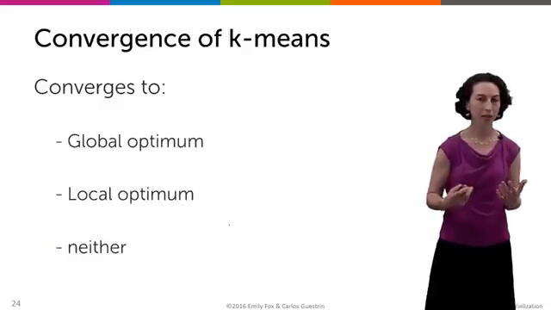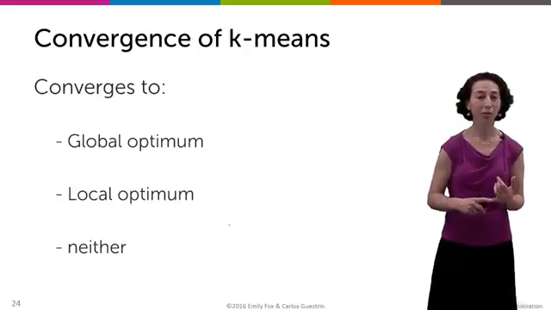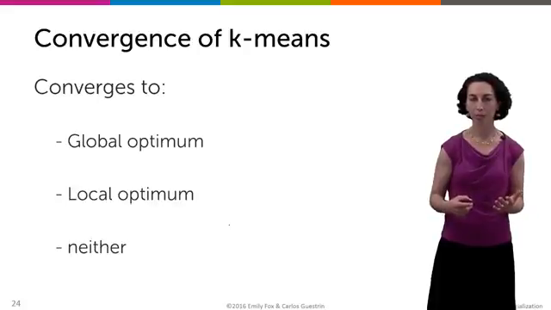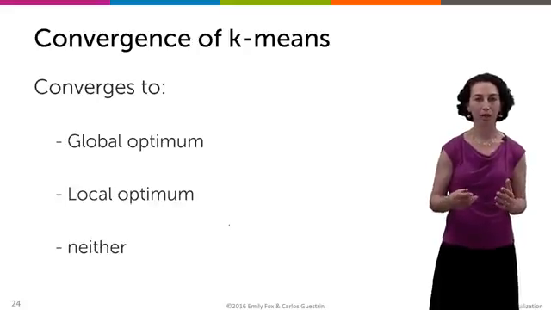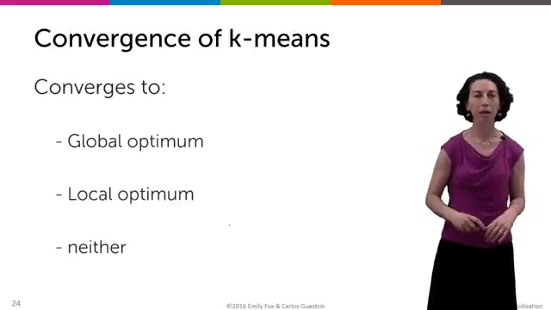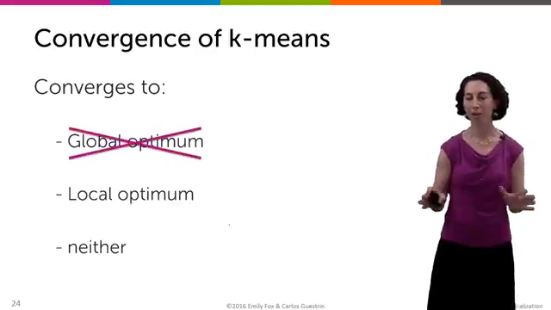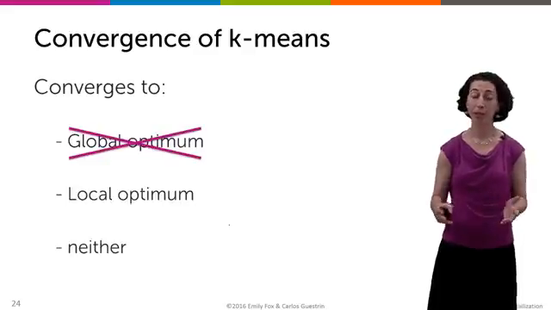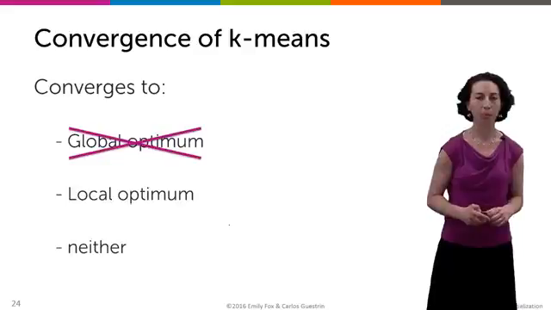Okay, so now let's get back to this idea of convergence of k-means. So first, does this algorithm converge? And if it does, what does it converge to? Well, the first thing to note is that the k-means objective landscape is this really complex, non-convex thing. So because of that, we can rule out converging to a global optimum, or at least being guaranteed, obviously, to converge to a global optimum.